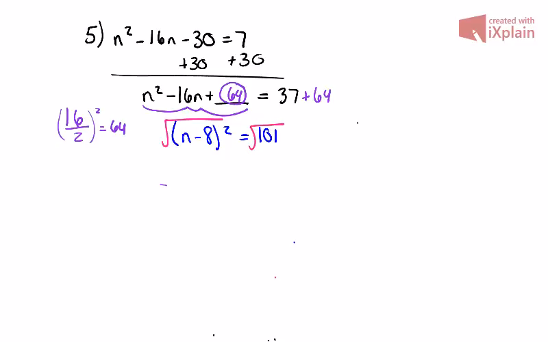Okay? So now I've reached the point in my equation where I want to take the square root of both sides, right? I need to undo this square, and taking the square root of both sides would do that. So that would leave me with n minus 8 is equal to plus or minus the square root of 101, because 101 is not a perfect square.